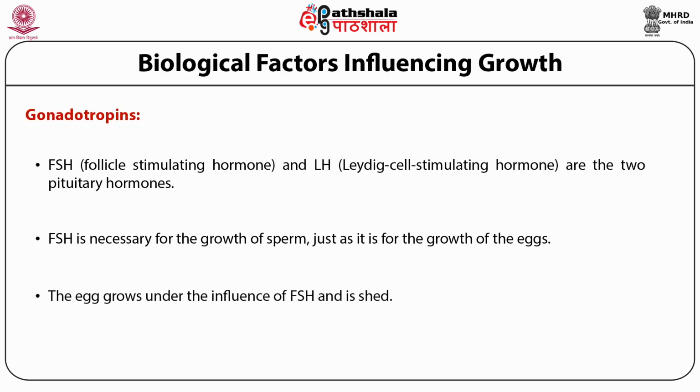The egg grows under the influence of FSH and is shed. LH stimulates the body to produce the hormone progesterone, which maintains the uterus in a state receptive to the implantation and growth of the ovum should it be fertilized. If fertilization and implantation do not occur, LH levels decline, the uterus sheds its lining in menstruation, and the cycle starts again.